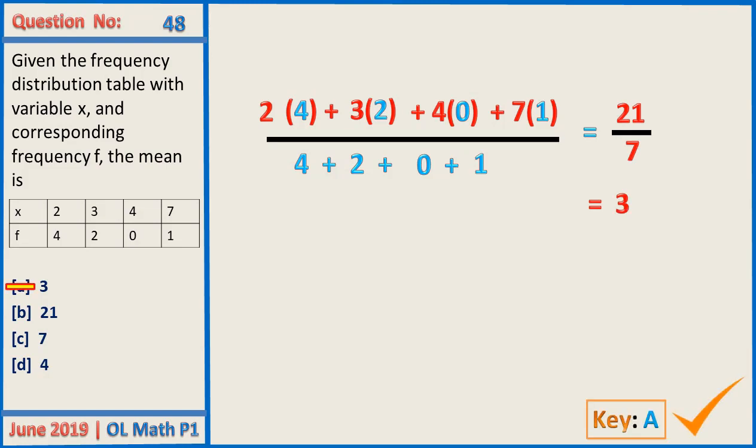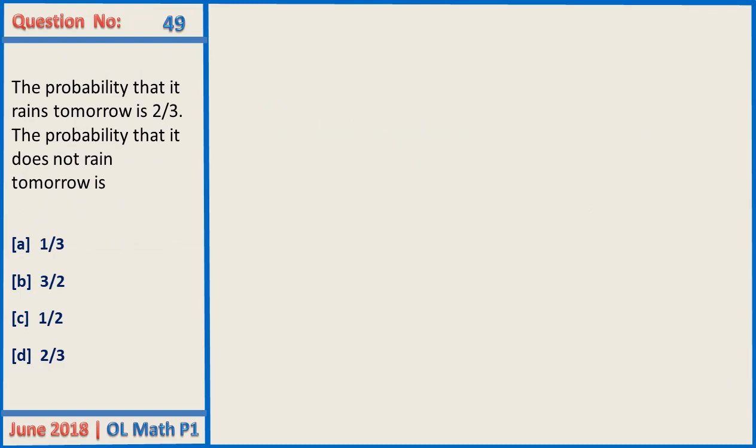Question 49. The probability that it rains tomorrow is 2/3. The probability that it does not rain is, these are complementary events, given by 1 minus the probability that it rains. And this is given by 1 minus 2 on 3, which is equal to 1 on 3. So the key here is A.